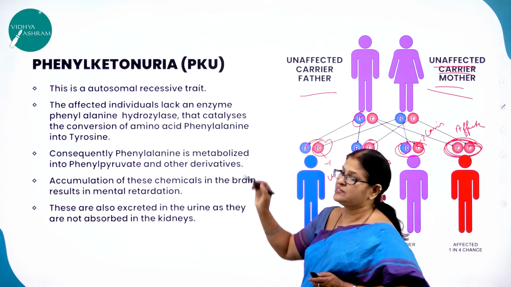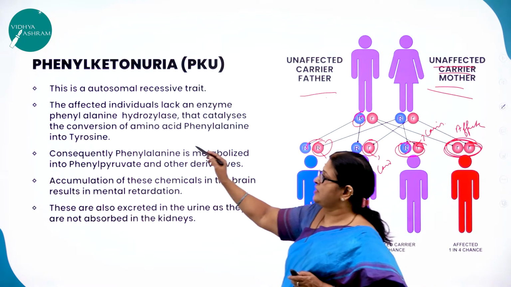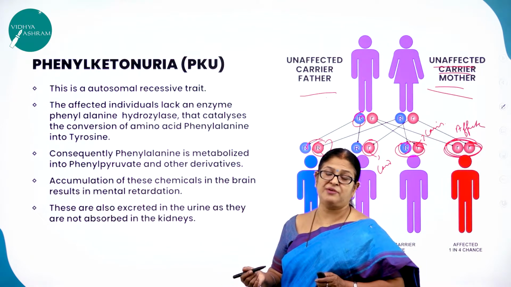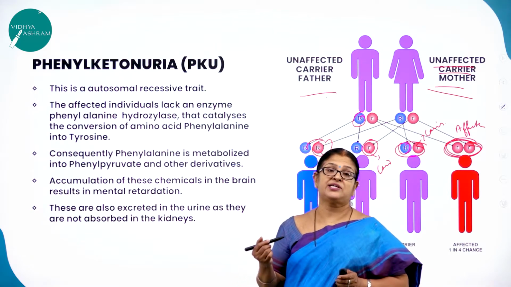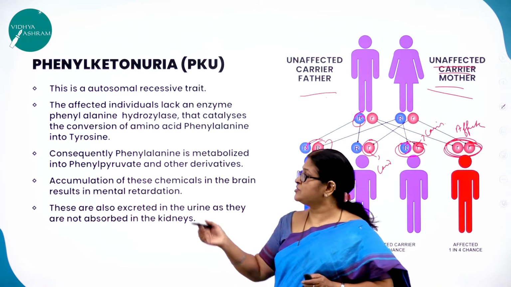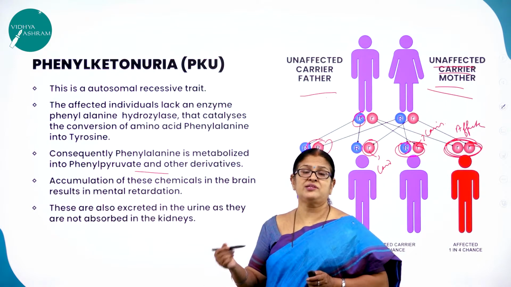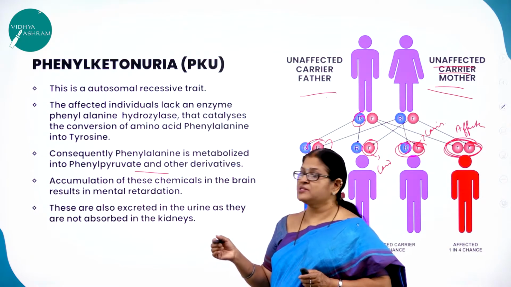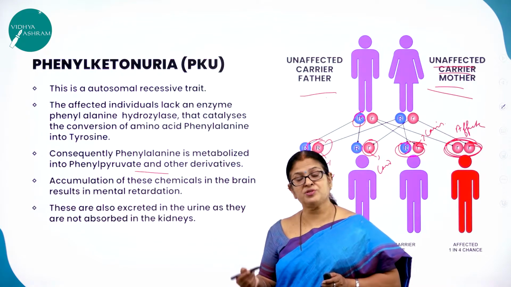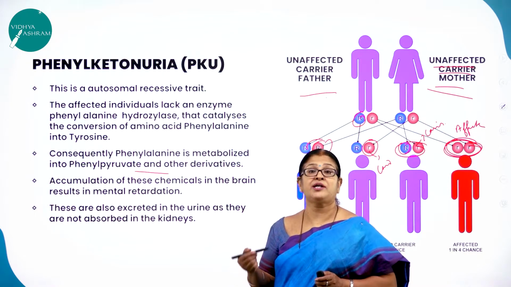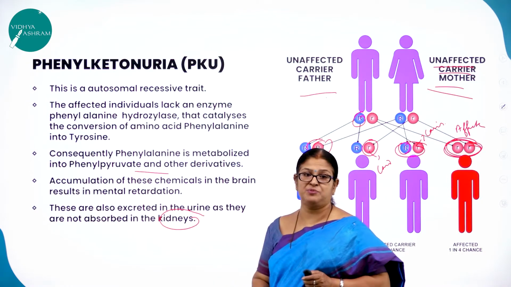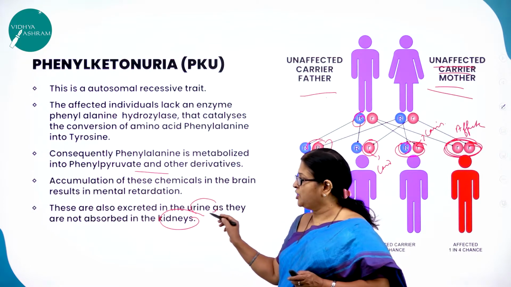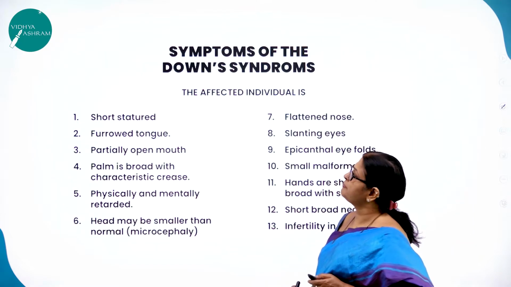The affected individuals lack an enzyme called phenylalanine hydroxylase that catalyzes the conversion of what? The amino acid called phenylalanine. But due to the absence of this enzyme, phenylalanine is not metabolized and it is accumulated, or it is converted into its derivatives like phenylpyruvate, and all these derivatives start accumulating in the brain cells, resulting in mental retardation. As I said, these are also excreted in the urine as they are not absorbed. As you know, the nephrons of the kidneys do the process of absorption, but here it does not happen, because these are excreted in the urine as they are not absorbed in the kidneys.